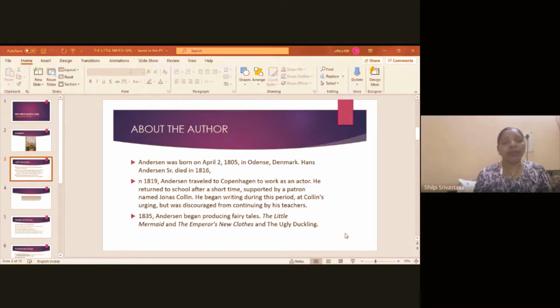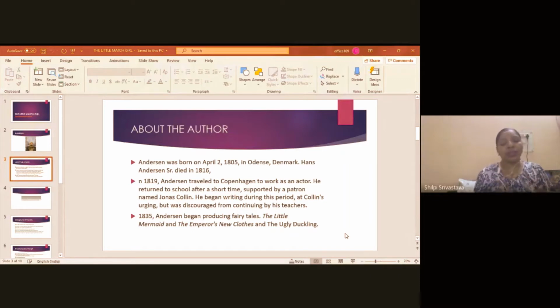So in 1835, Andersen began producing fairy tales. Yes, this is very important. Now, the first 2 points of the introduction you can miss out on. But this is very important that you have to write about Andersen, because he is the one who actually introduced the fairy tales like The Little Mermaid, The Emperor's New Clothes, and The Ugly Duckling.